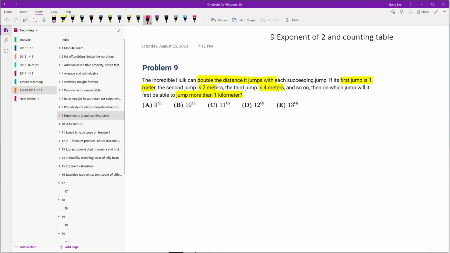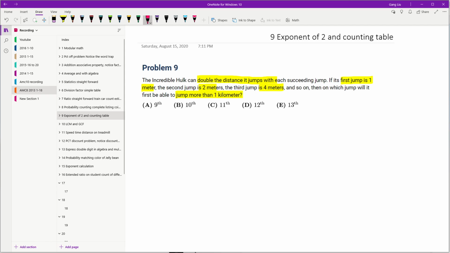Problem 9. The Incredible Hulk can double the distance it jumps with each succeeding jump. If its first jump is 1 meter, the second jump is 2 meters, the third jump is 4 meters, and so on. Then on which jump will it first be able to jump more than 1 kilometer?